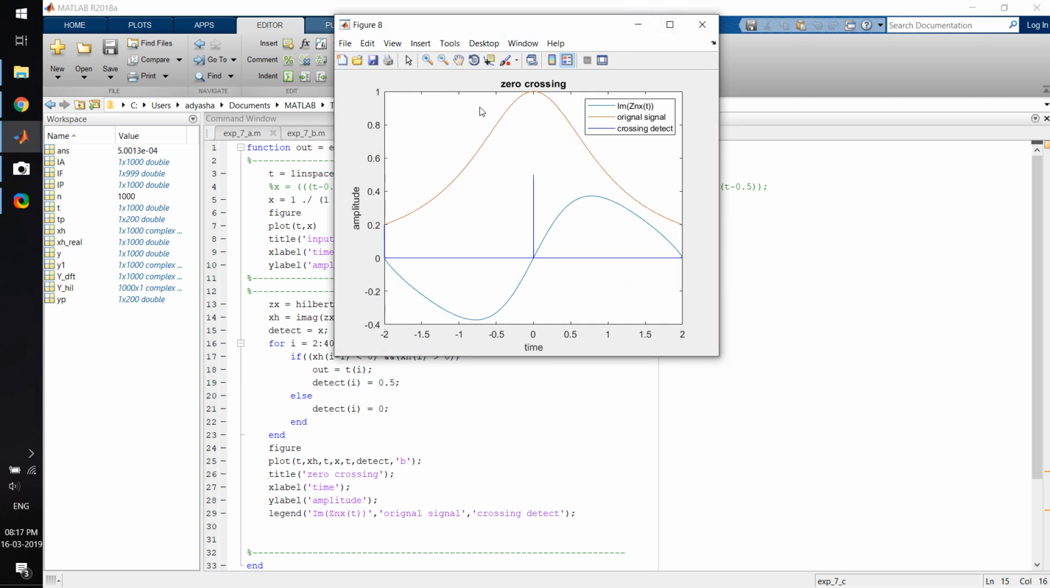Okay, so you see this orange colored signal is my original input signal, which is 1 by 1 plus t square. The blue colored one is the Hilbert transform and its imaginary part. As you can see, the blue colored one, which is basically the 0 crossing detector's output, is showing a peak exactly when the Hilbert transform's imaginary part crosses 0, and you can see that at this value we also have a peak of the signal, right? So we can extend this concept so that we can detect multiple pulses or multiple peaks inside the signal. This will be my next part of the experiment, and I'll show you.